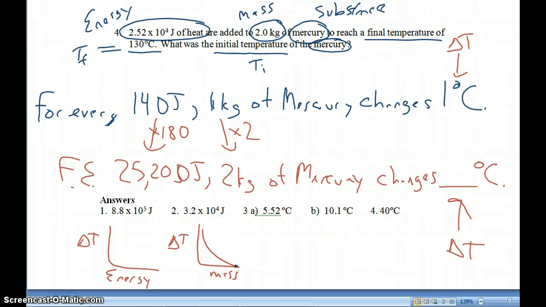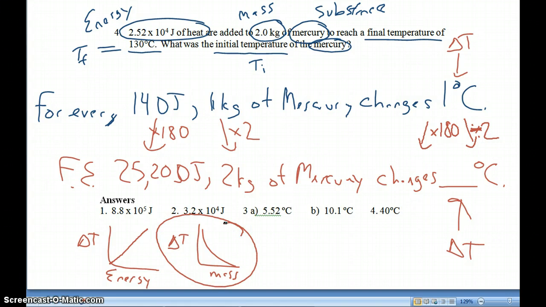And then the relationship between delta T and energy: as I add more energy, same amount of mass, the change in temperature goes up. So let's do that one. That one's real easy. Since the energy went up by a factor of 180, that means my temperature has to go up by a factor of 180. But since my mass went up by a factor of 2, that means my temperature has to go down by a factor of 2. So I have to divide by 2 there, or do the inverse operation, because I have an inverse graph. And then instead of multiplying by 180 and dividing by 2, I can just multiply by 90, right? So the answer is the delta T is 90.